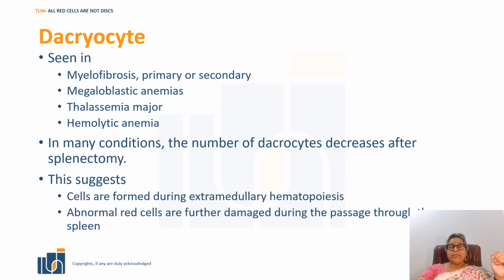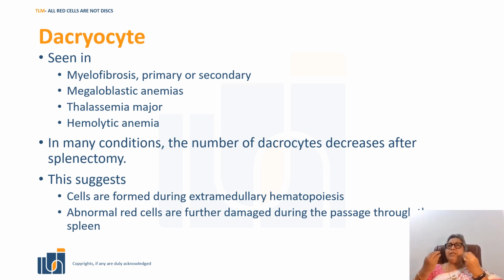Now, what does this suggest? That cells are formed during extramedullary hematopoiesis and not in the bone marrow. Abnormal red cells are further damaged during the passage through the spleen. So this is again important. If it's a myelofibrotic patient and he has had a splenectomy, the number of dacryocytes will decrease when you're examining his smear.